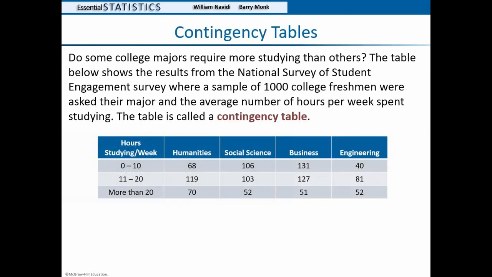So again, remember our contingency tables. Take a look at this one. Do some college majors require more studying than others? The table below shows the results from the National Survey of Student Engagement Survey, where a sample of 1,000 college freshmen were asked their major and the average number of hours per week spent studying. The table is called a contingency table. We've looked at that in the past, and we spent some time calculating frequencies and probabilities based on this. Here are the frequencies inside, and then we build probabilities based on this.